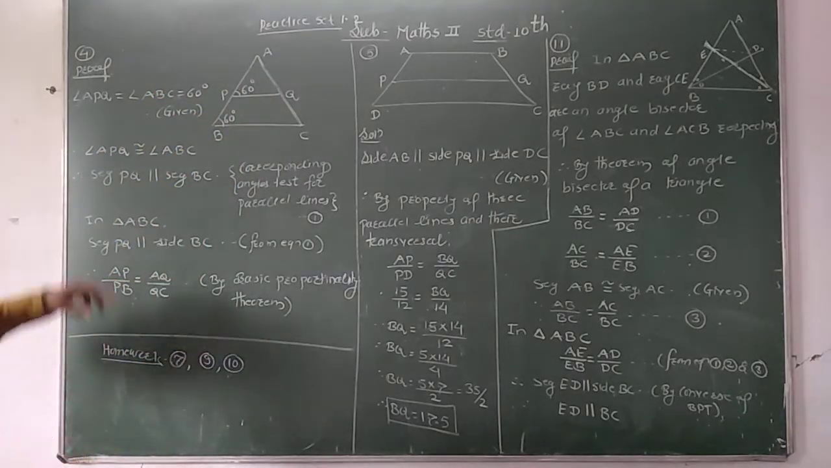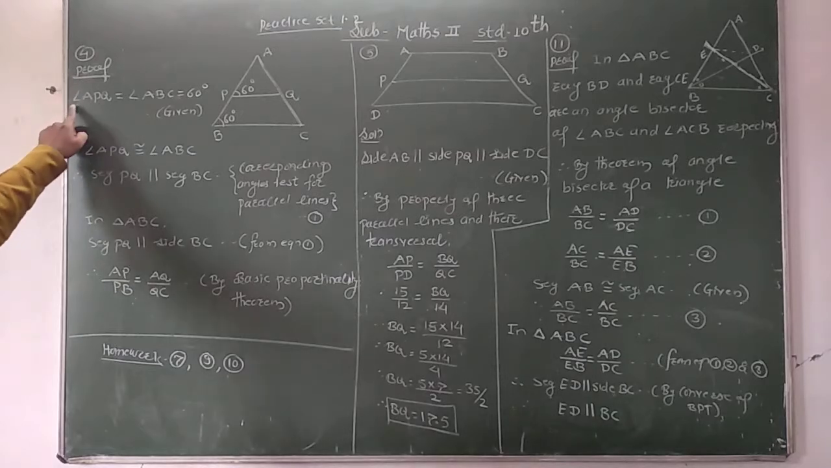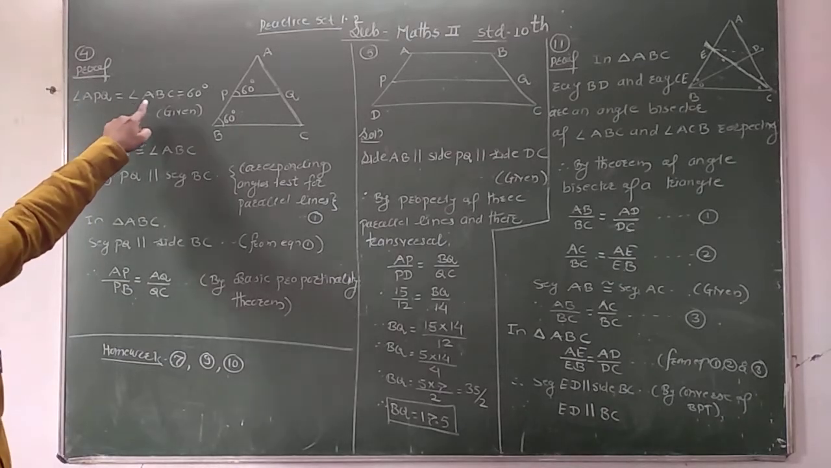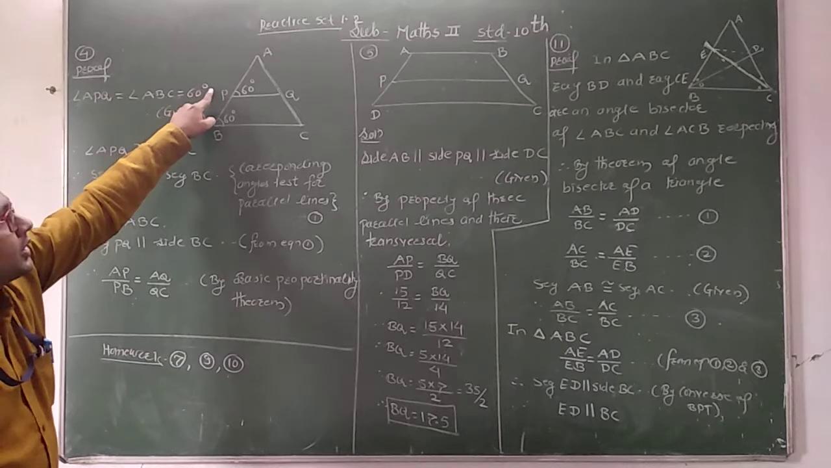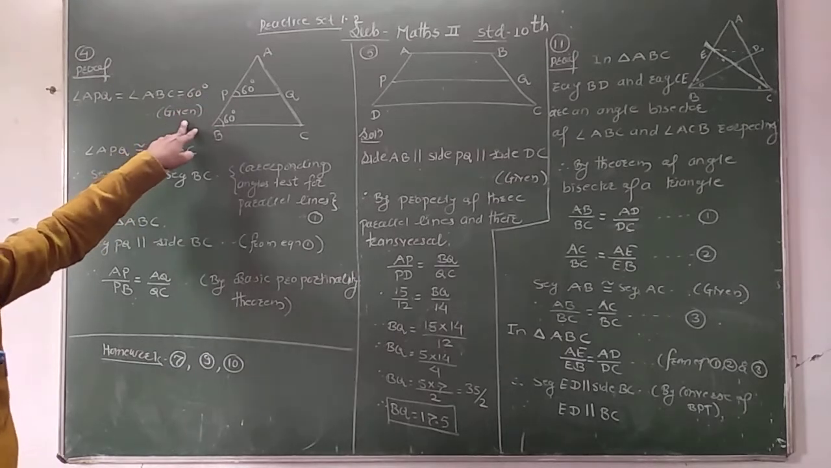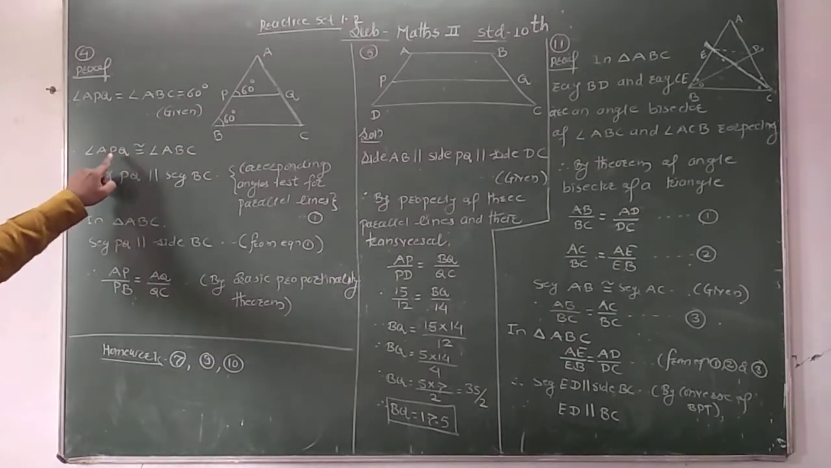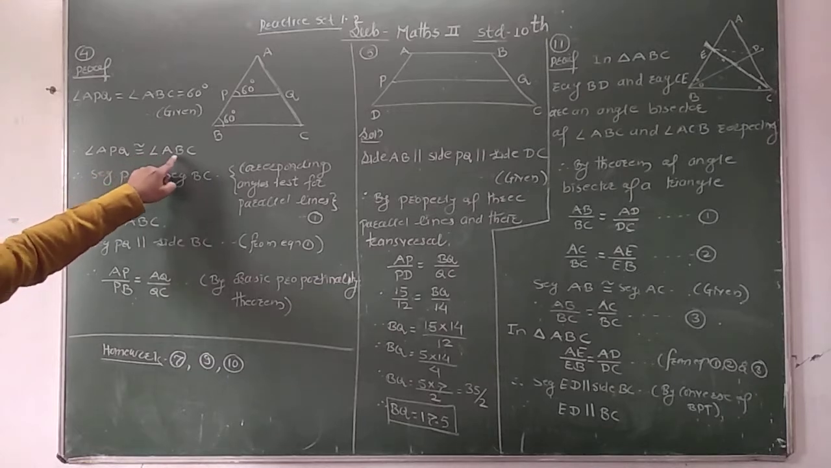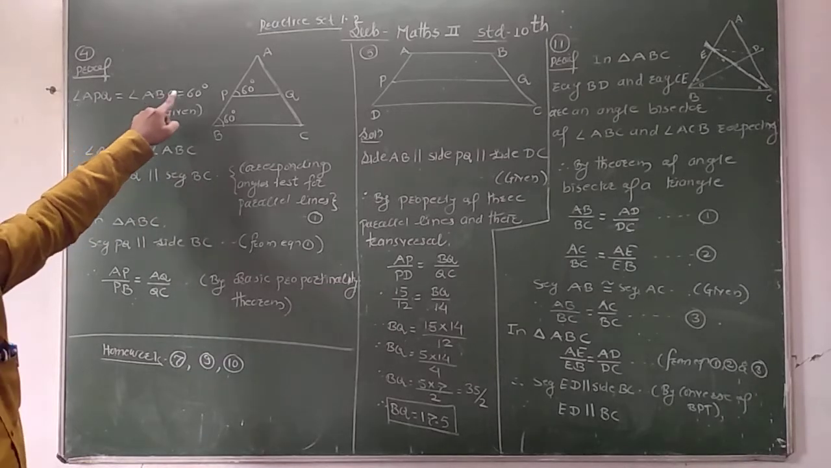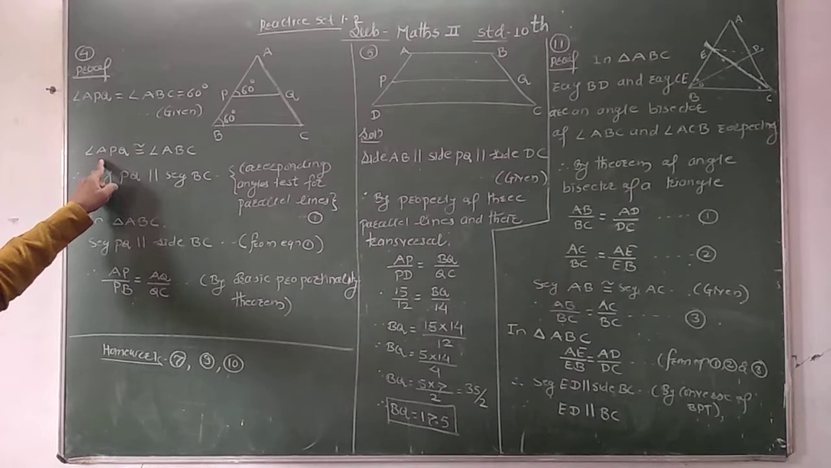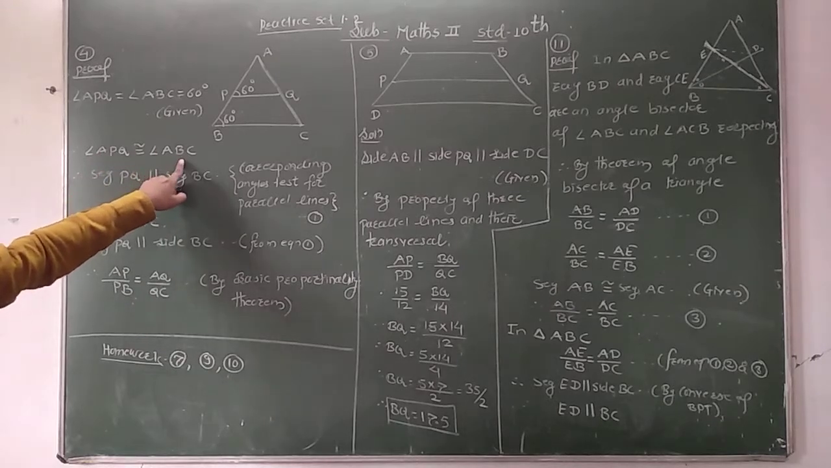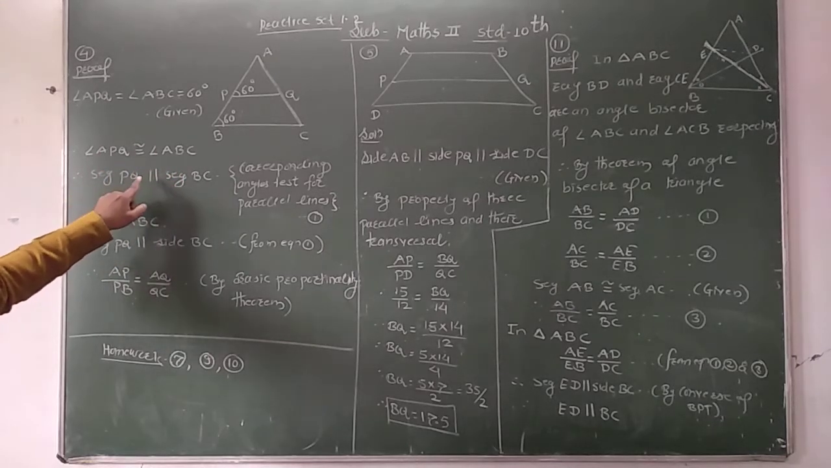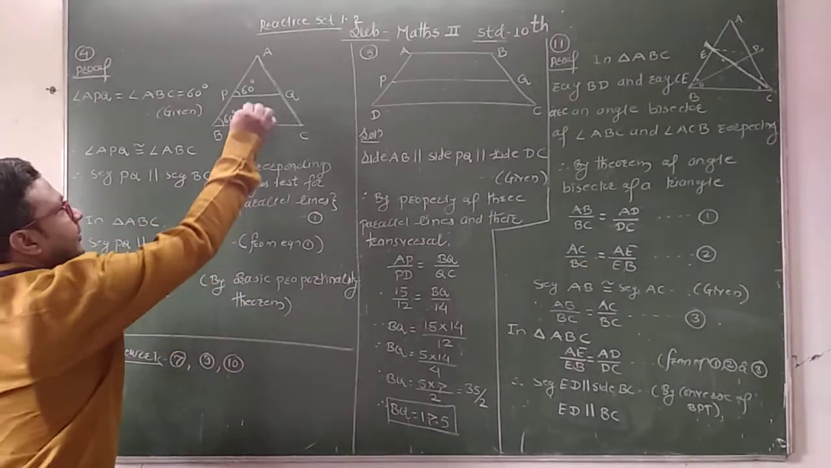Clear? Now in the proof, what is given here? Angle APQ is equal to angle ABC. This is equal to 60 degrees. This is the given part of the question. Therefore, angle APQ is congruent to angle ABC. These two angles have the measurement 60 degrees. Therefore, these two angles are congruent angles. Therefore, segment PQ is parallel to segment BC.